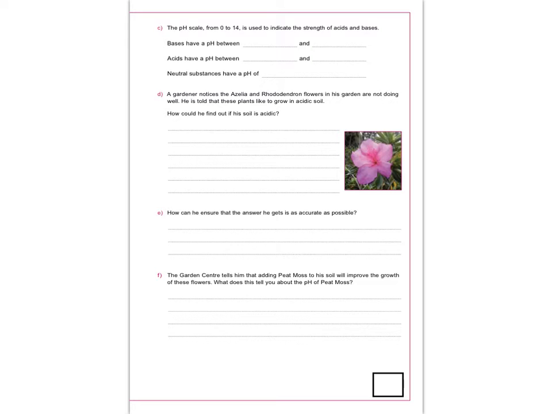Okay, part C. The pH scale from 0 to 14 is used to indicate the strength of acids and bases. Bases have a pH between 8 and 14, and acids have a pH between 0 and 6. Neutral substances have a pH of 7. A gardener notices the Adalia and the rhododendron flowers in his garden are not doing well. He is told that these plants like to grow in acidic soil. How could he find out if his soil is acidic?